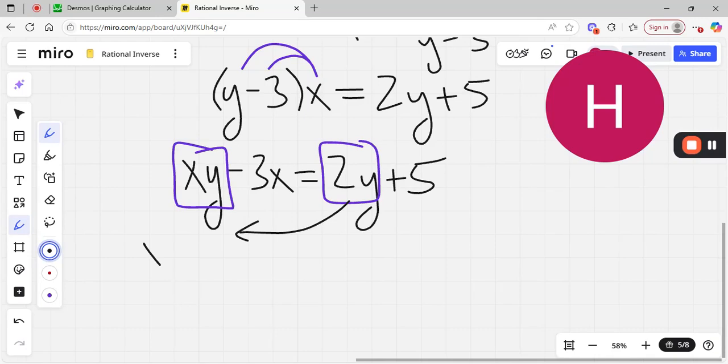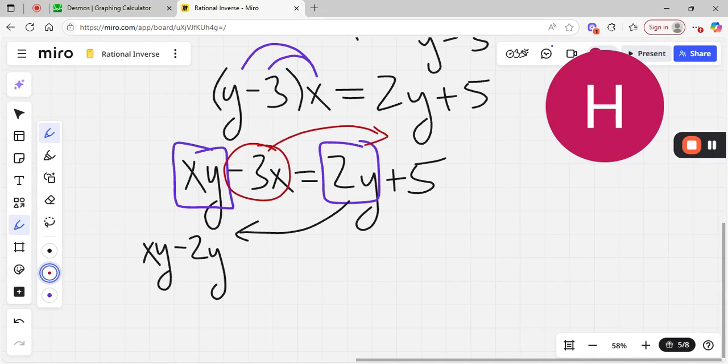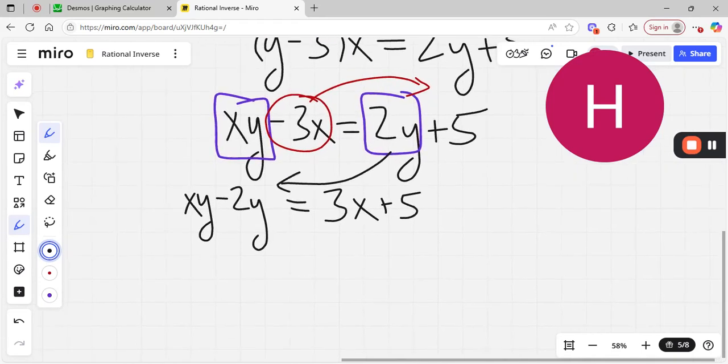This is going to give me xy minus 2y. Anything without a y must go on the opposite side of the equation, because I want to isolate the y. I don't want anything without y. I'm going to move it over to the other side, and we have 3x plus 5. All right, we're almost there.